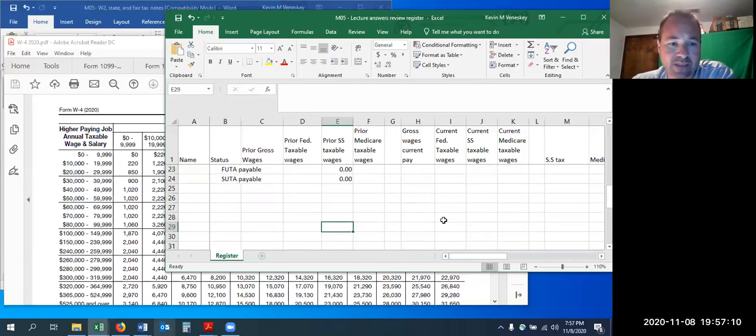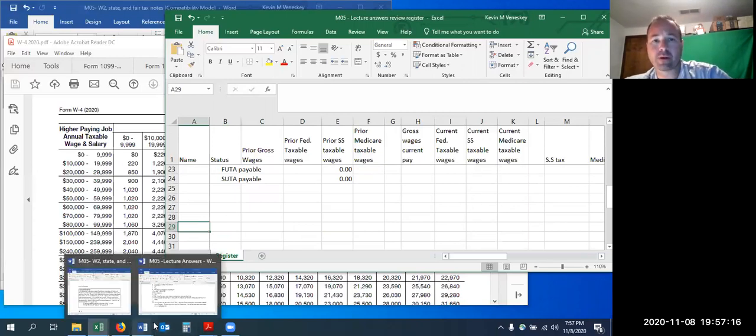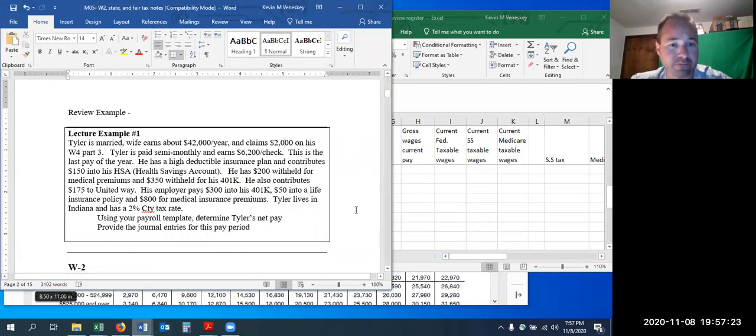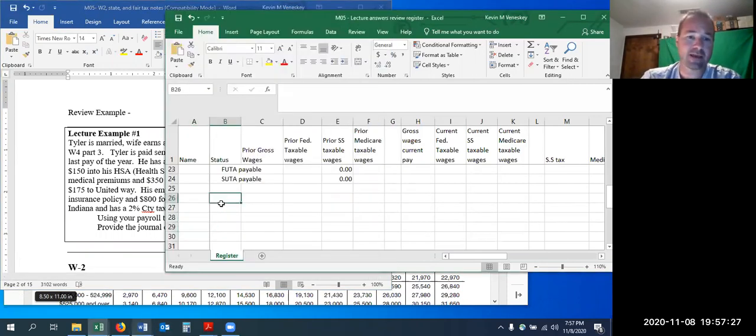I didn't have us do the last ones, but we could have gone ahead and done the journal entries for that the employer pays the various items here. I'll go ahead and put them in, might as well. His employer pays $300 into his 401k. All right, so let's put that in. We've got a 401k expense.